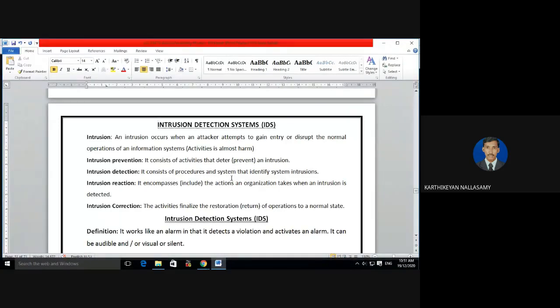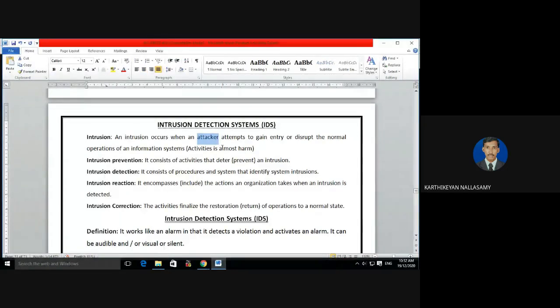That is the meaning. Here we are working on the IDS, the intrusion detection system. Intrusion means when an attacker attempts to gain entry or disturb the normal operation of an information system. If an unauthorized person's activity is dangerous to a particular organization's information, then we call it intrusion. Here the person is called an attacker.